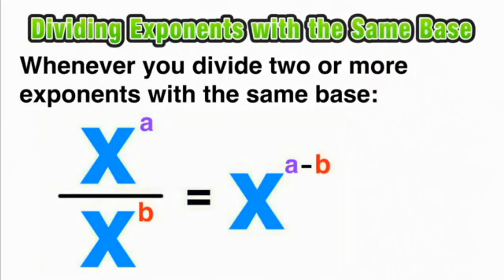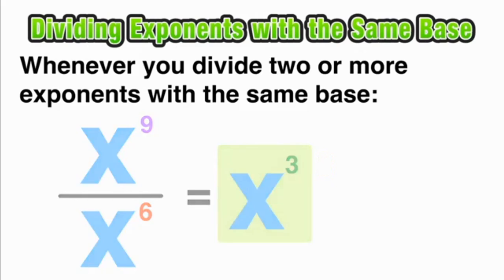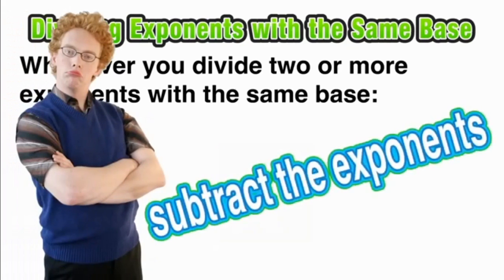For example, if we replaced the a and the b with actual numbers, in this case x to the 9th power being divided by x to the 6th power, that quotient would be equivalent to x to the 9 minus 6, and we know that 9 minus 6 is 3, so our simplified form is x to the 3rd power. So in conclusion, whenever we divide two exponents with the same base, you simply subtract the exponents to get a simplified form. And that's all there is to it. This should be a good conceptual start to your studies.